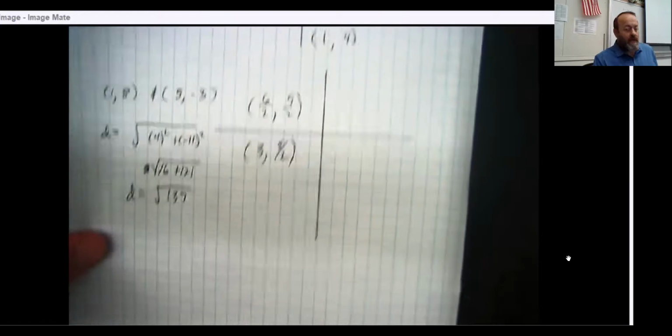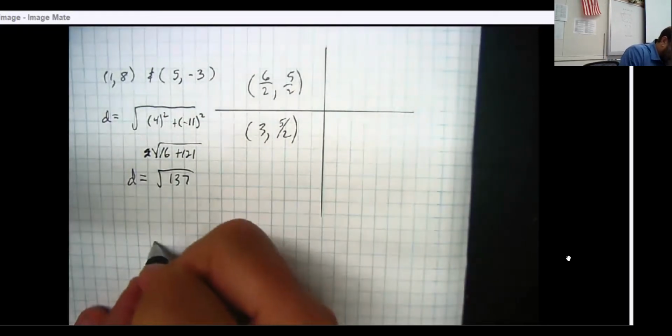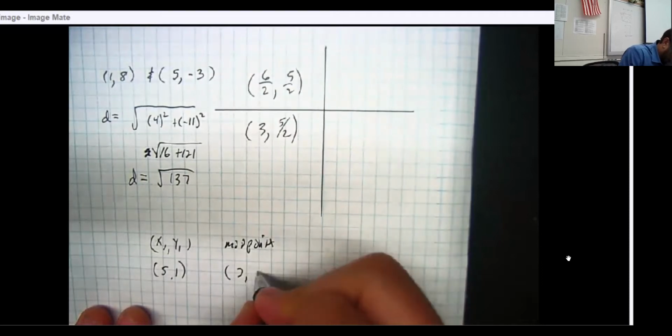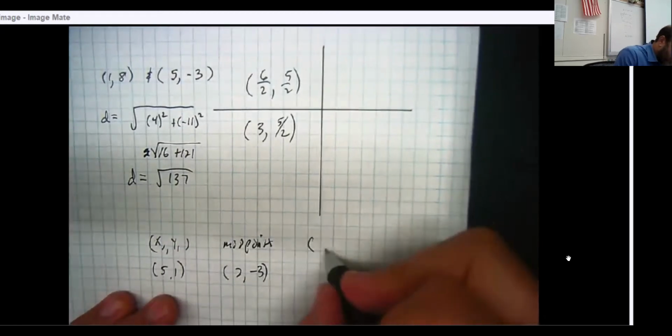There's one additional little piece that I'm not going to spend too much time on, but imagine I told you that I have x1, y1, some coordinate, which is 5, 1. And then I've got some midpoint over here. And I told you that the midpoint was 2, -3. Now, there are a couple of different ways to do that.